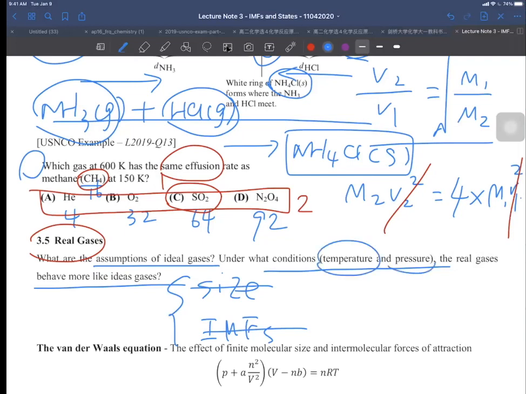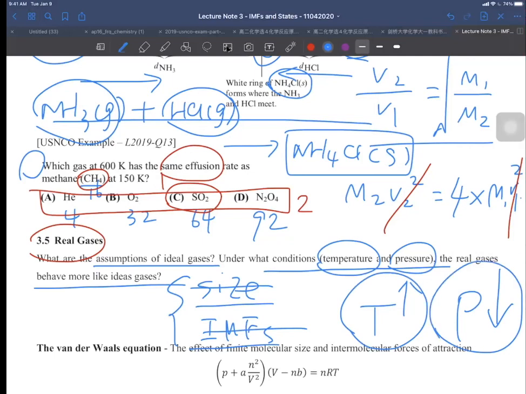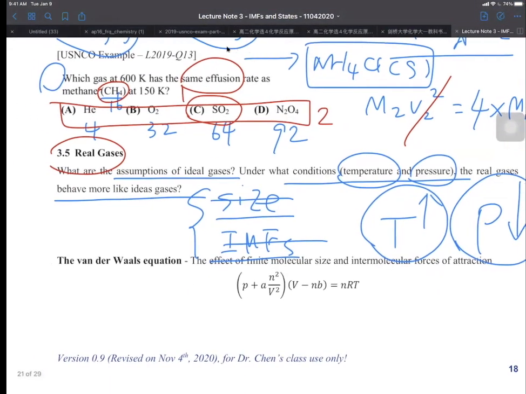I think we discussed this before, right? Temperature should be high, right? To make the molecule move faster, to make the distance further. And then we can ignore the size, we can ignore the IMF. The pressure should be low, right? Because pressure is low, the volume is large, and then the particles are far away from each other, right? So under this kind of situation, the real gas behaves more like ideal gas. So finally, let's have a look at the real gas law, which is here.